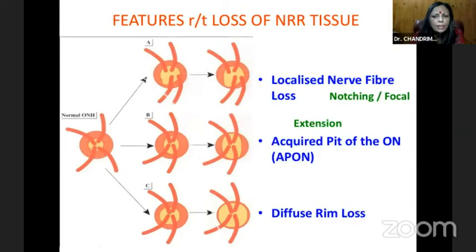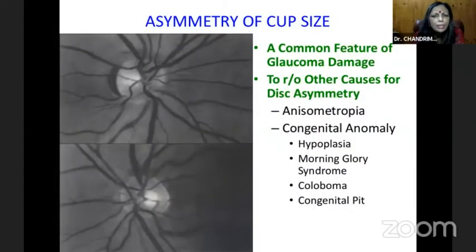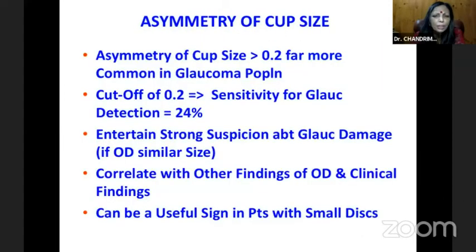localized nerve fiber notching or focal extension, acquired pit of the optic nerve, diffuse rim loss. You've got to distinguish it from all these features. Asymmetry of the cup is another sign which you have to look for, but also be careful of the differential diagnosis like hypoplasia, morning glory syndrome, coloboma, and congenital pit. So asymmetry of the cup size, generally more than 0.2, is common in the glaucomatous population, and entertain strong suspicion if you do see that.